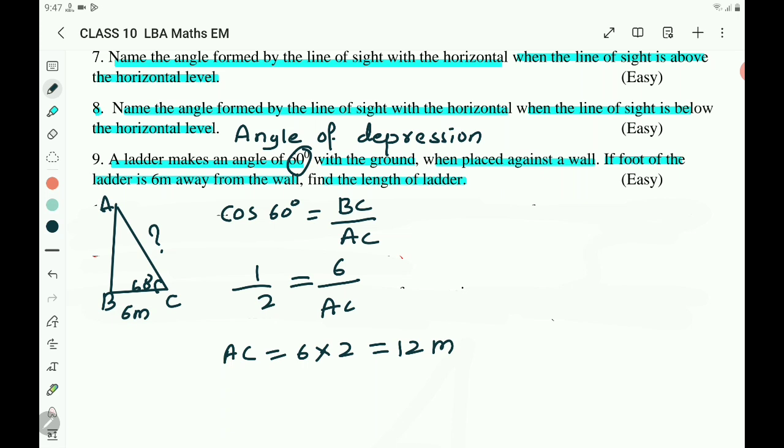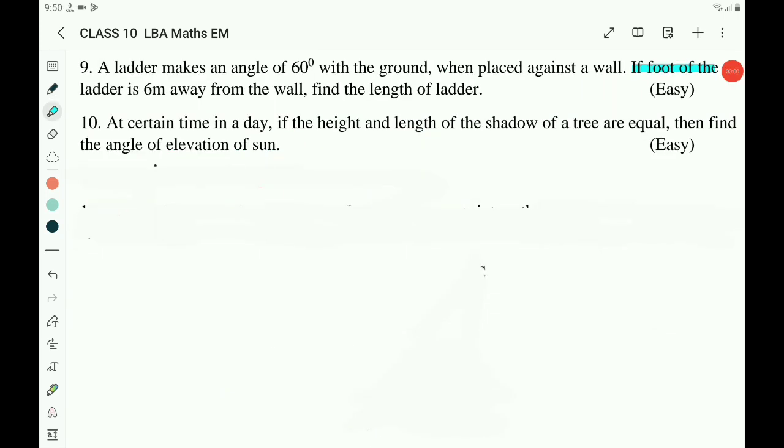The length of the ladder is 12 meter. Then question number 10. At certain time in a day, if the height and length of the shadow of a tree are equal, then find the angle of elevation of the sun. Here height and the length of the shadow of a tree are equal means you will get the angle of elevation must be equals to 90 degree.